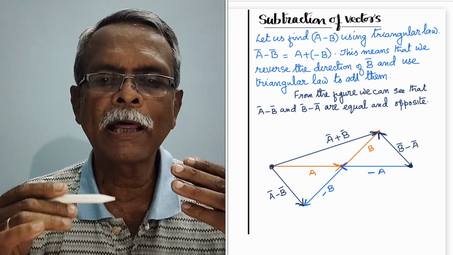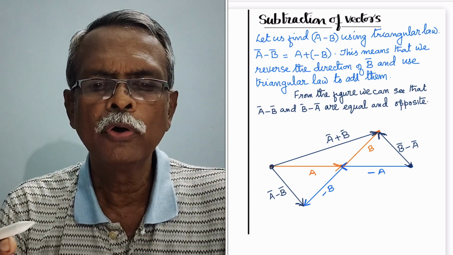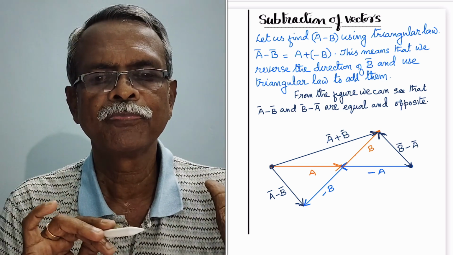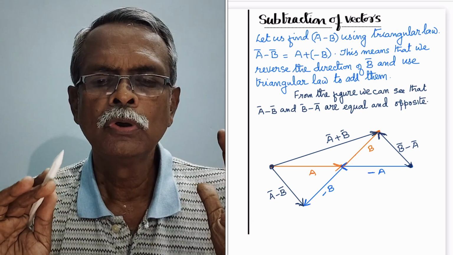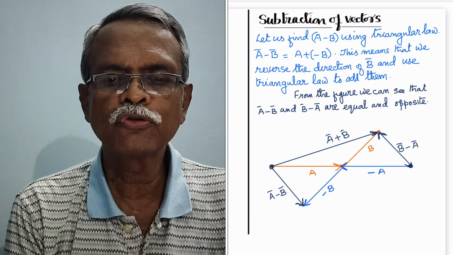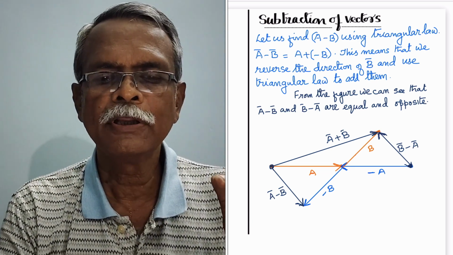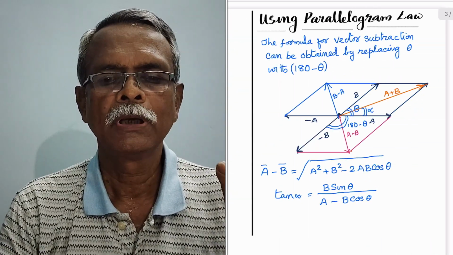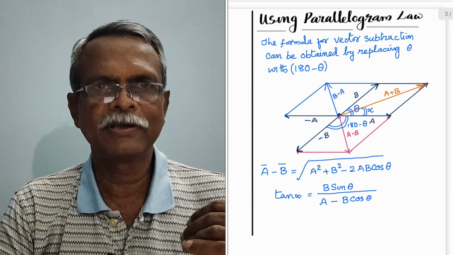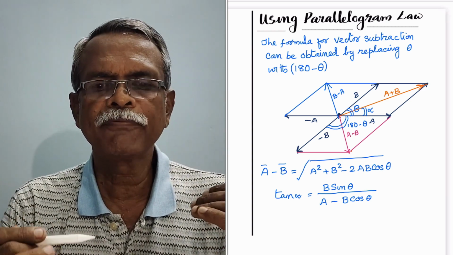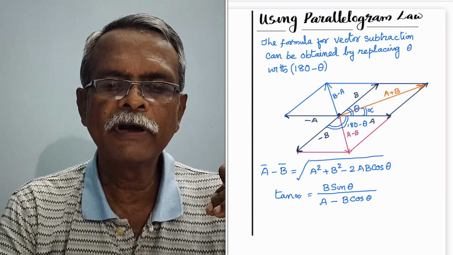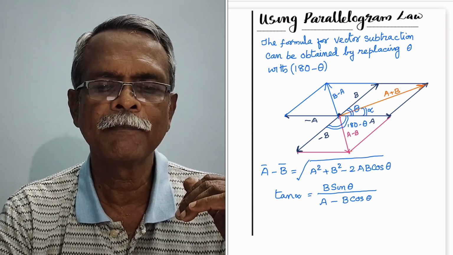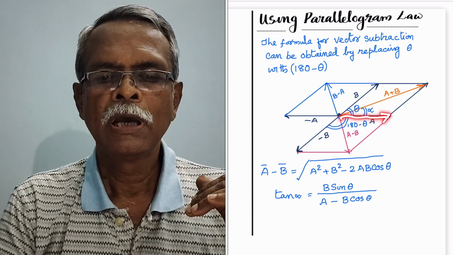Now we can use the parallelogram law to add vectors as well as subtract vectors. Therefore, we are going to do both. This vector is A, this vector is B, and this diagonal is A plus B. And if you want to subtract B from A, you have to reverse this vector B to obtain a vector minus B in this direction. This is minus B. And this is A.